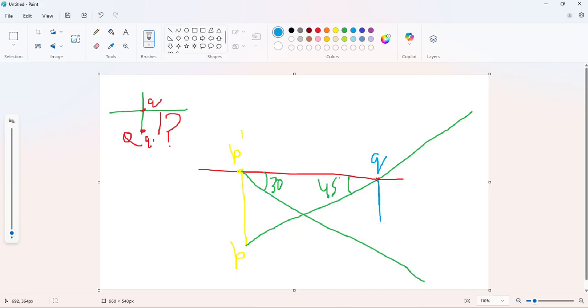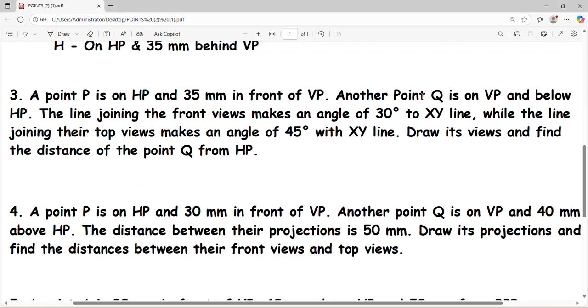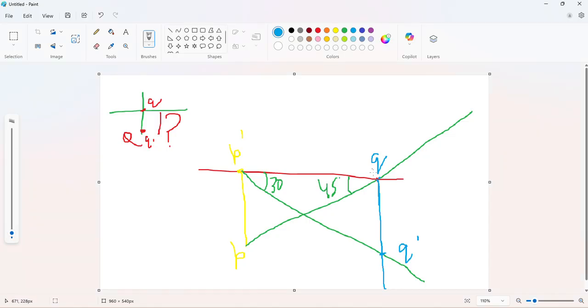So I'm going to create a straight line, and this point is going to be Q dash. Now we have to cross check it. From the figure you can say, in the question it is given the point Q is on VP and below HP. If a point is on VP and below HP, the top view will be on the horizon. Here we have the top view on the horizon, and Q is below the horizon, so Q dash is below the horizon.